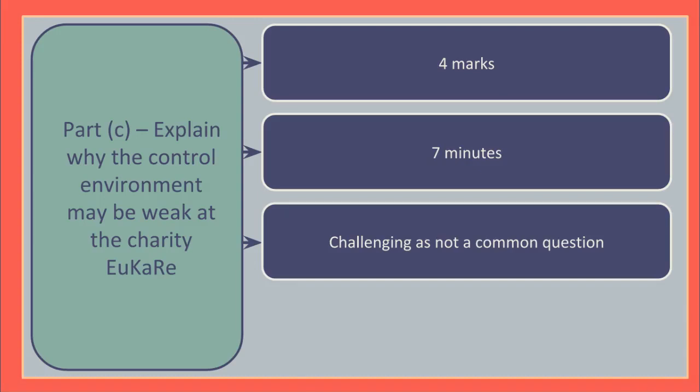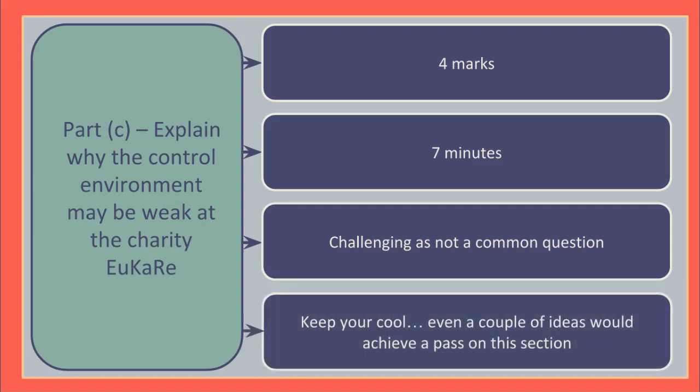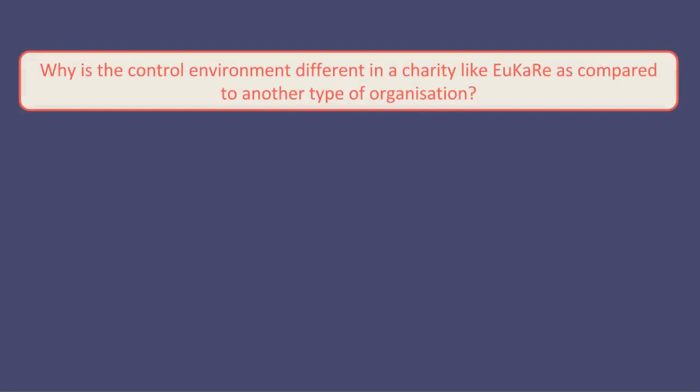One thing to note is that within an exam, there are often questions like this. The key is to keep your cool. Remember, this is only a few marks, and even a couple of ideas would achieve a pass on this section. To score marks, we need to think about why the control environment would be different at a charity like EUKARE compared to another type of organisation.